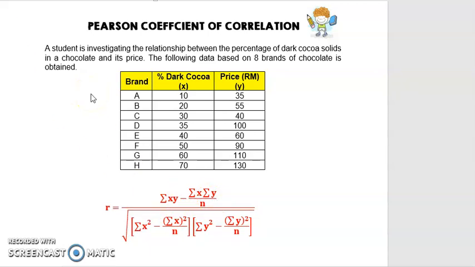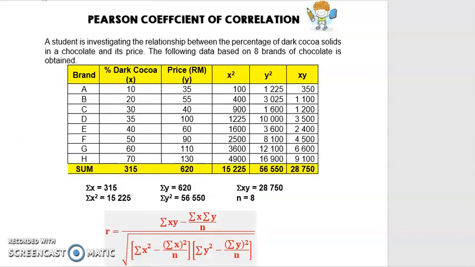Based on this formula, before we can find the value r, we need to find these 5 values: the summation of xy, the summation of x, the summation of y, the summation of x squared, and the last one, the summation of y squared. For example, I show you how we calculate it manually.